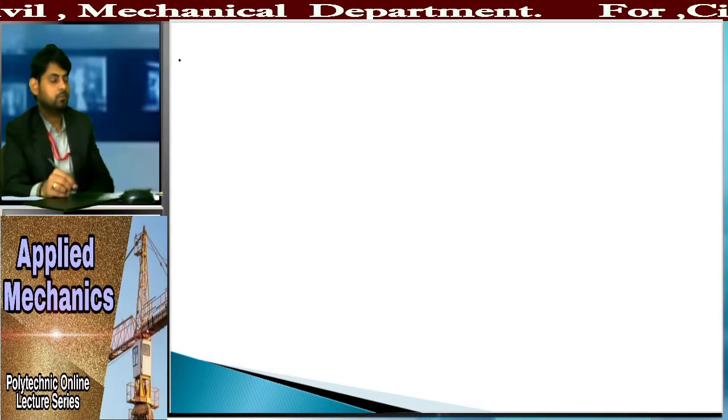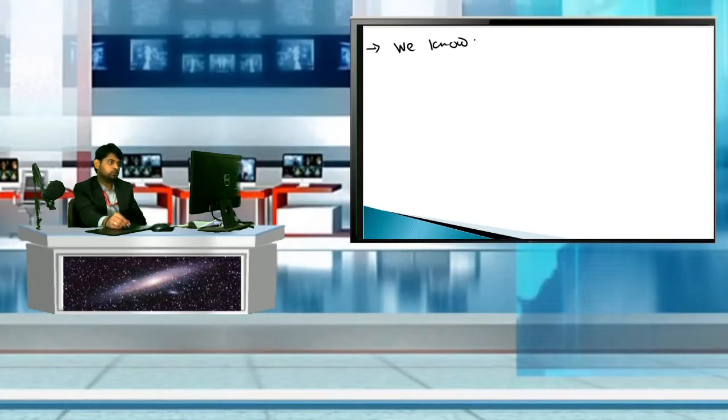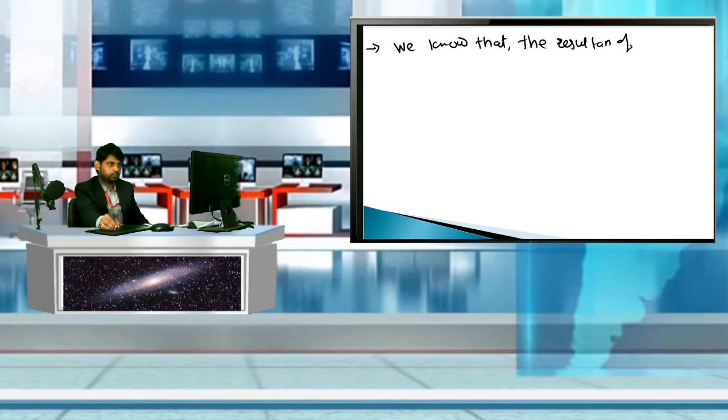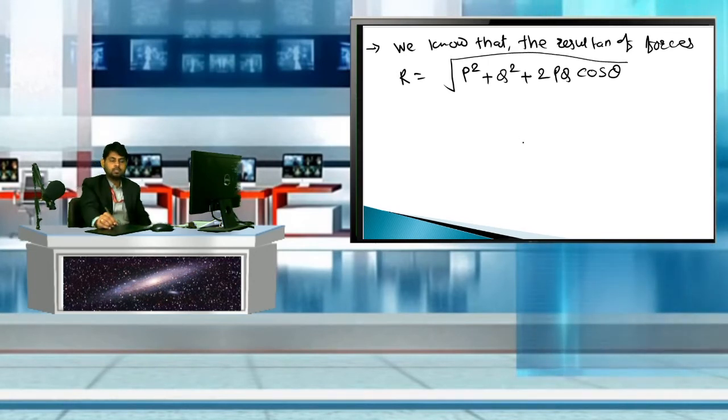Just take, we know the resultant of forces equation. So you can write, we know that the resultant of forces, that is R, is equal to under root of P square plus Q square plus 2PQ cos of theta. Right. So this is the equation we know.